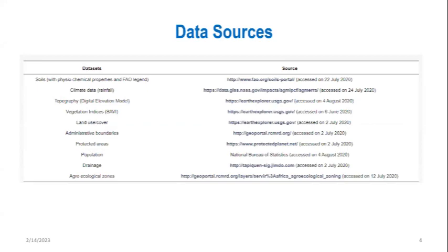Then we have the administrative boundaries, because we have 10 countries, so you need to have the administrative boundaries. We also had data for protected areas, population data, drainage, and agroecological zones. As you can see here, these are the sites that we downloaded from, and we have even put the date that we downloaded the data. Even when you are downloading data for your future use, it's very important to indicate the date, because your data is only as good as that date. So you can try visiting this website.